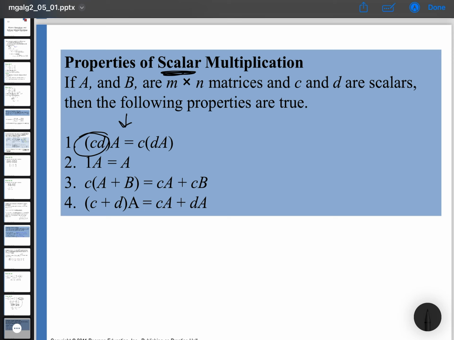1 times A is just A. That's kind of your multiplicative property. And then if you have something like this, you can kind of think about distributing that scalar. You can multiply A by C and then add it to C times B. Or you could just add those two matrices first and multiply the result by C. You have some options there.